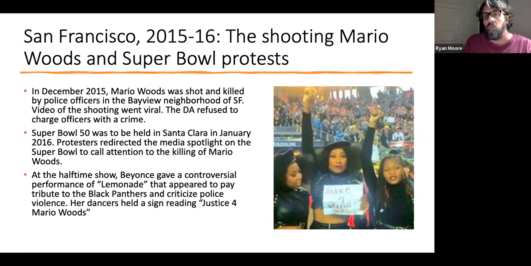So there were a lot of demonstrations and rallies and civil disobedience and things that got a lot of attention, given the fact that the Bay Area was in the spotlight as a result of the Super Bowl being here. And this is also the Super Bowl where at the halftime show, Beyonce gave what turned out to be a very controversial performance of Lemonade that appeared to pay tribute to the Black Panthers and to criticize police violence.